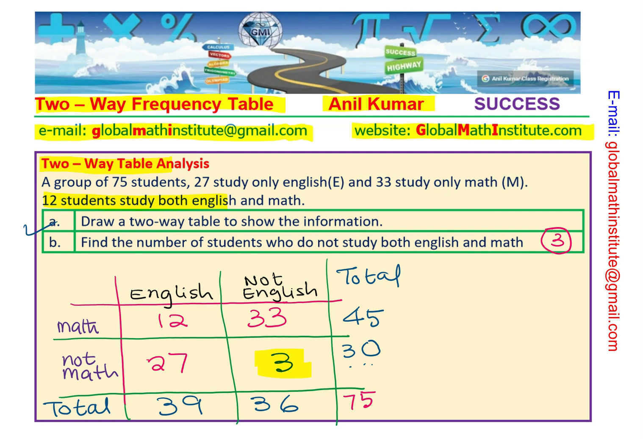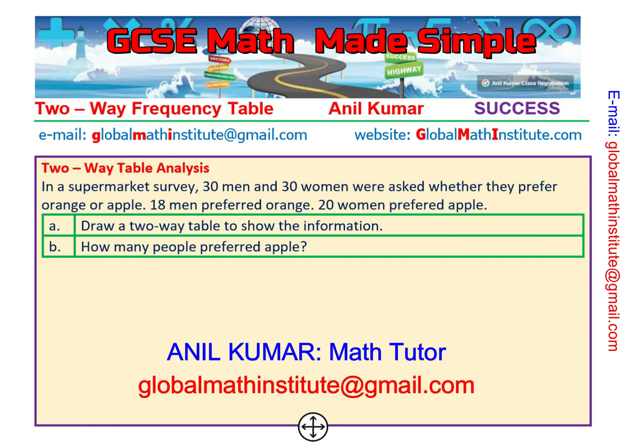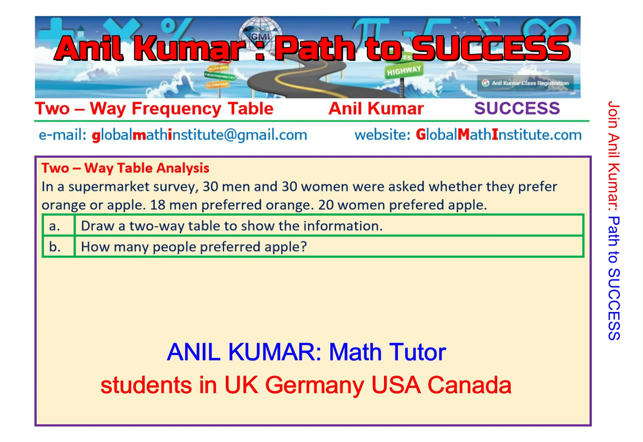Perfect. We'll take up another example. I'd like you to read that question and then make a two-way table. After that, run the video to check your solution. That would be a good practice question for you. It says, in a supermarket survey, 30 men and 30 women were asked whether they prefer orange or apple. 18 men preferred orange, 20 men preferred apple. Draw a two-way table to show the information. How many people preferred apple?